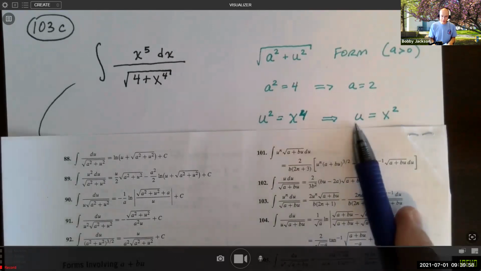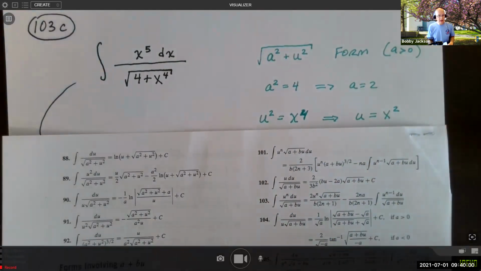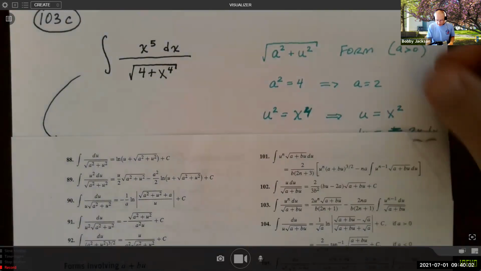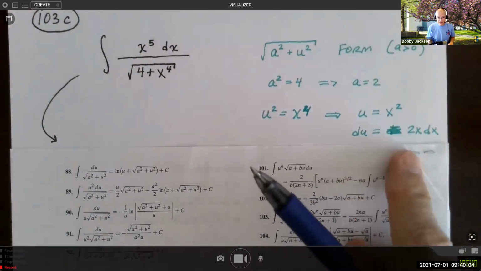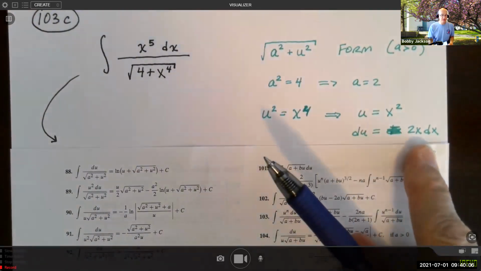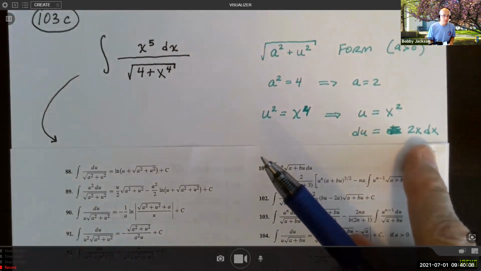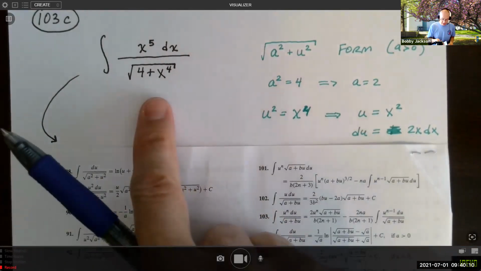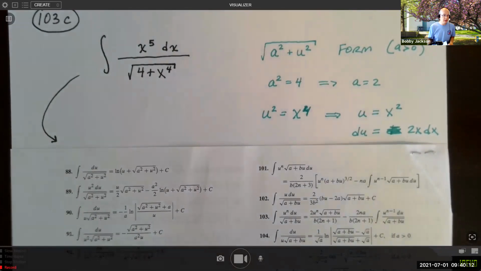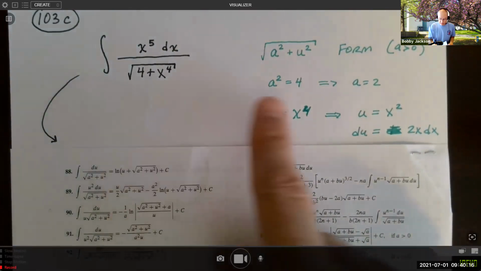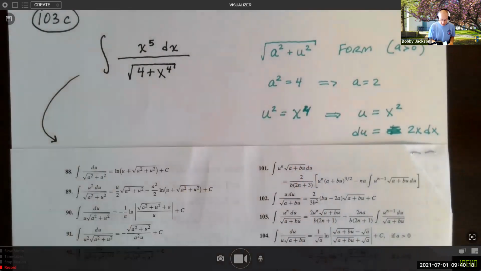Okay, and very important here, often forgotten, is the du. You have to have that du. In this case, the du is 2x dx, and that's going to help us transform this integral into something that will match up in the table. I like to have everything changed. I replace the 4 with actually a squared, so it looks exactly like the integral forms in the table.